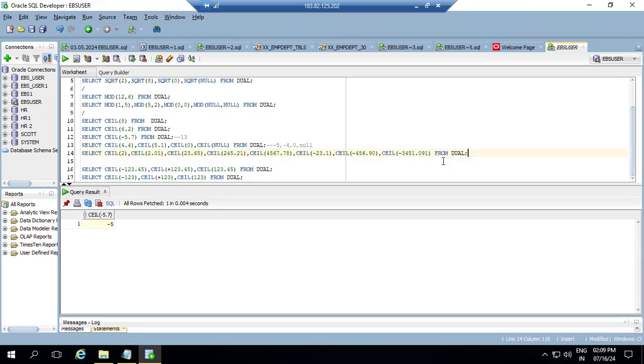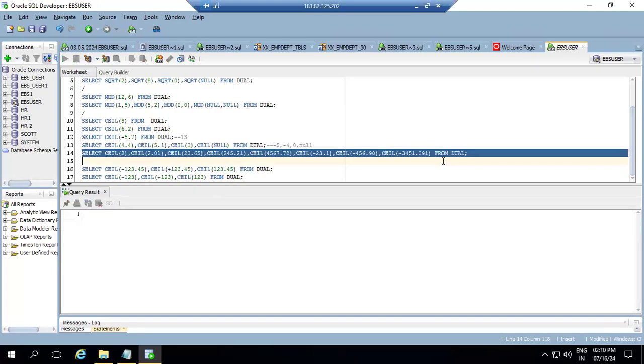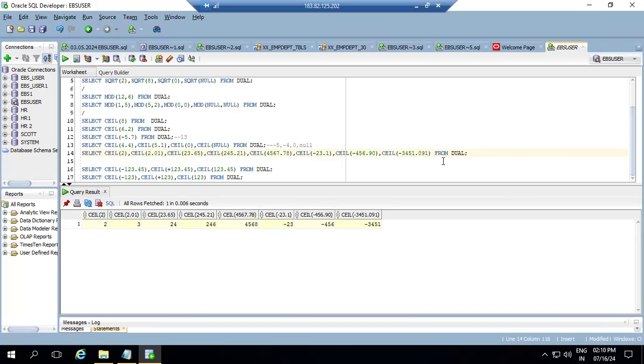4,568, minus 23, minus 446, minus 446. Next, minus 345. Okay, so that will be the output here. So according to your output, you're getting that output, right? Same way, coming into the next example.